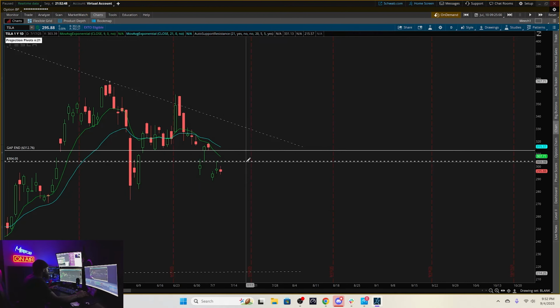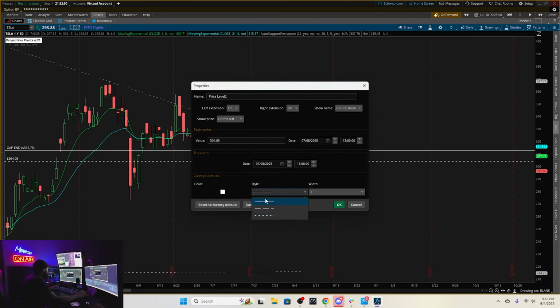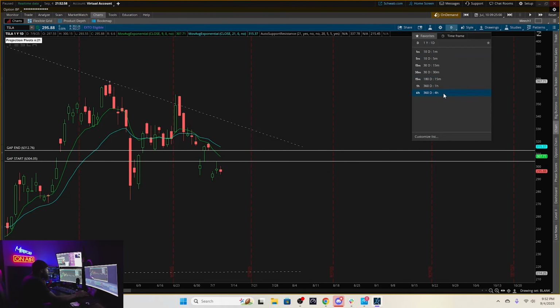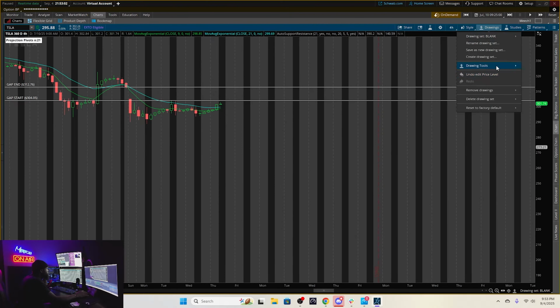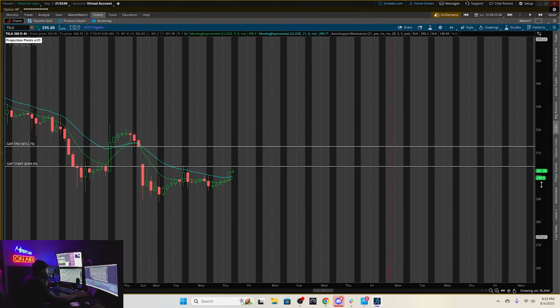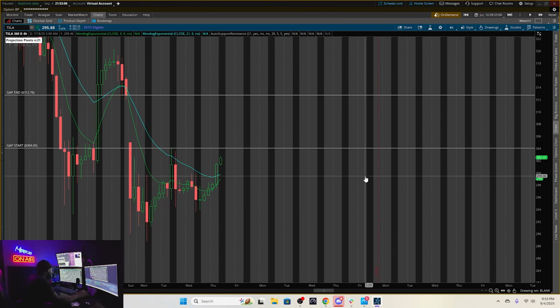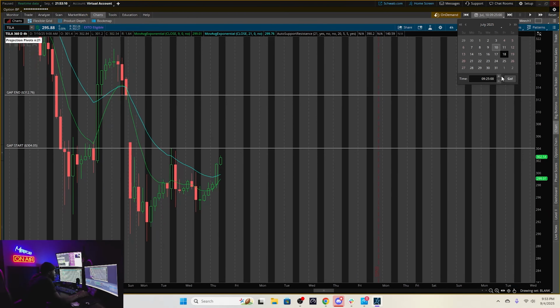Gap end. Start, showing the left. Then we're gonna go to the 4-hour time frame. Looks like we're already breaking out. Let me go to 9:28. I'm going to 9:29.